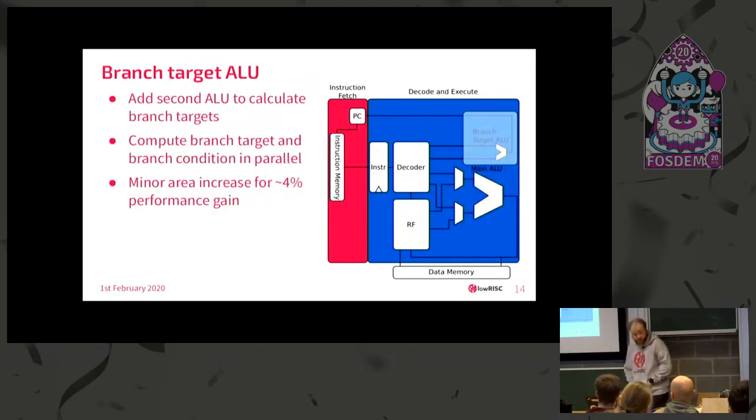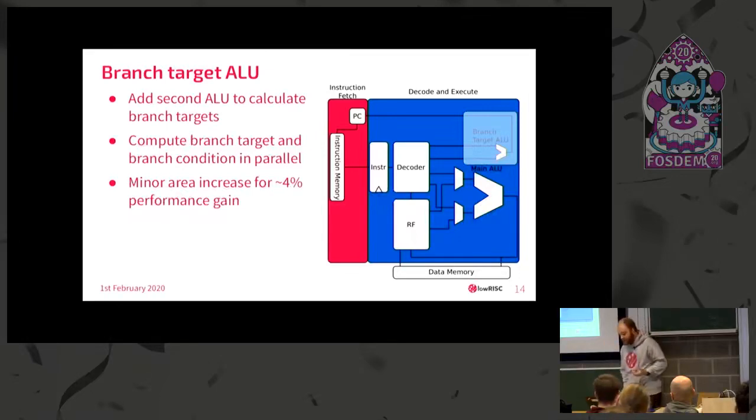So the first thing we're going to do to improve our branch performance is to introduce a new ALU, a branch target ALU. So on the right-hand side here, I have a diagram of the Ibex pipeline, very simplified. We've got our two stages. We have our instruction fetch, so that grabs the instruction out of memory, and then we have decode and execute. Instruction moves into there, and it sits there until it is finished and written back to the register file.